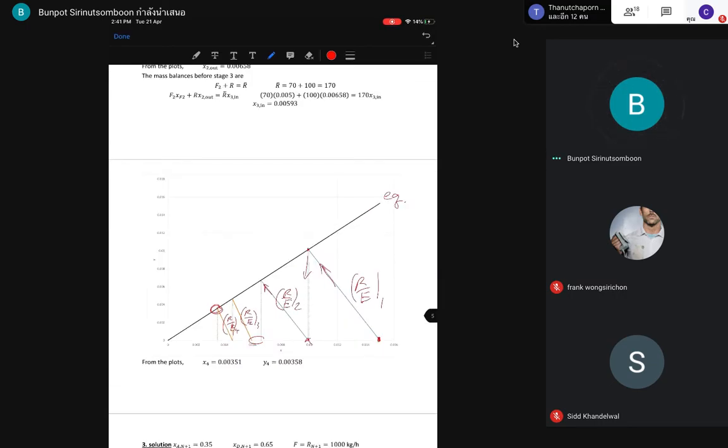So yeah, you can use the analytical technique, do the mass balance stage by stage to solve the problem, or you can also use the graphical technique, like what I did here, also to do the analysis.